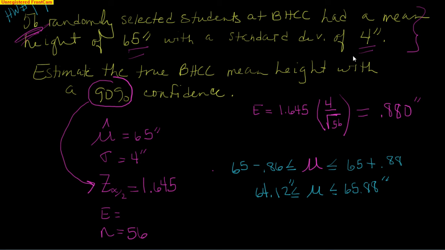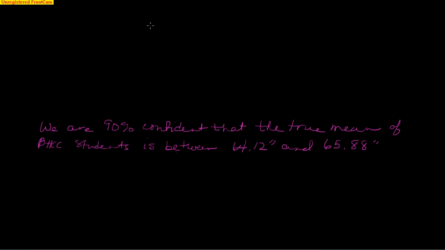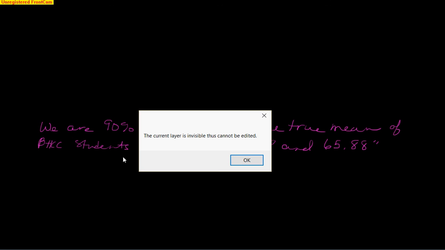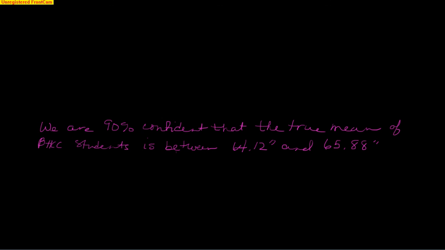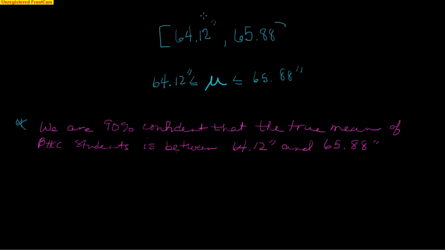All right, so let's summarize. In the end, we are 90% confident that the true mean of our BHCC students' heights lies between 64.12 inches and 65.88 inches. That's what it means in language terms. And again, just like before, another way you might see this written is a lower limit of 64.12 inches and an upper limit of 65.88.